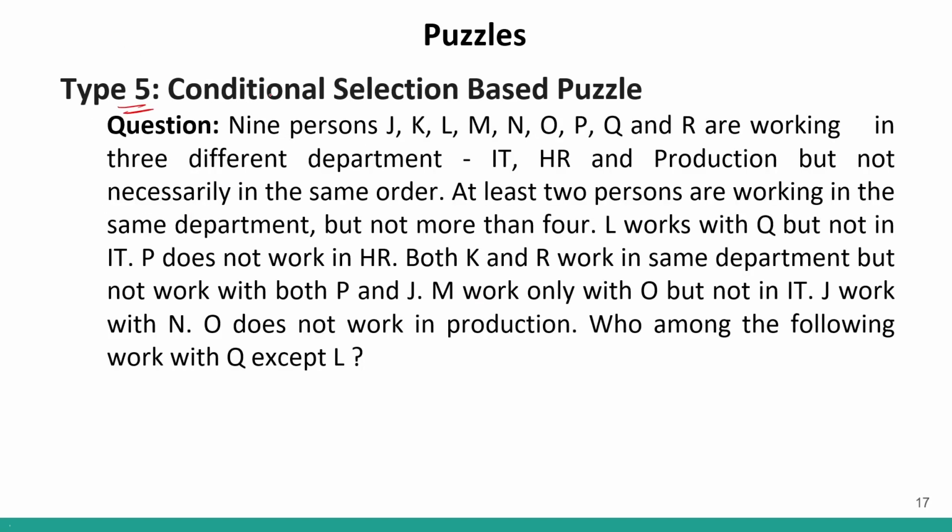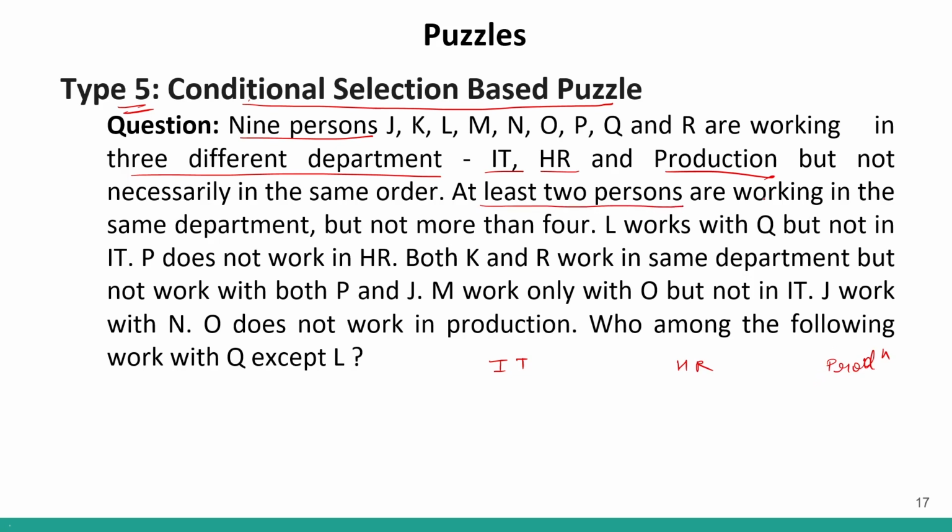Coming to type 5, conditional selection based puzzles. Conditional selection based puzzles, let us understand. So there are 9 people, J, K, L, M, N, O, P, Q and R that are working in 3 different departments: IT, HR and production. This is given in the question.